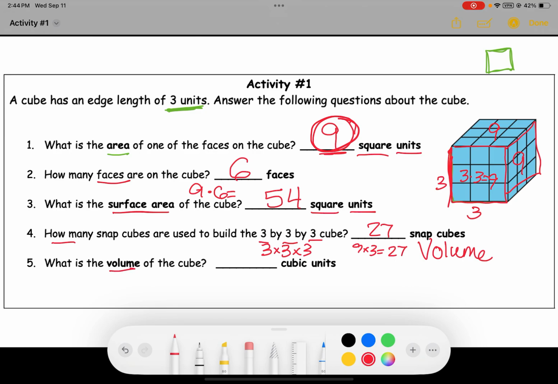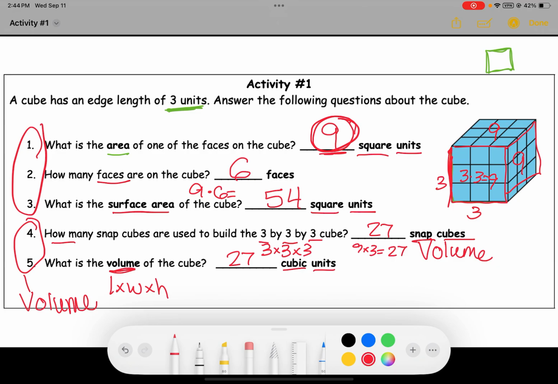And then question 5 says, what is the volume of the cube? Volume is length times width times height, or base times height times width. So multiplying the 3 dimensions, which is what we just did to find out how many snap cubes. So for cubic units, it's also 27. So circle these and say this is volume. These questions, 1 through 3, we're talking about surface area. And remember, surface area, or area, is squared, and volume is cubed. So that's the difference.